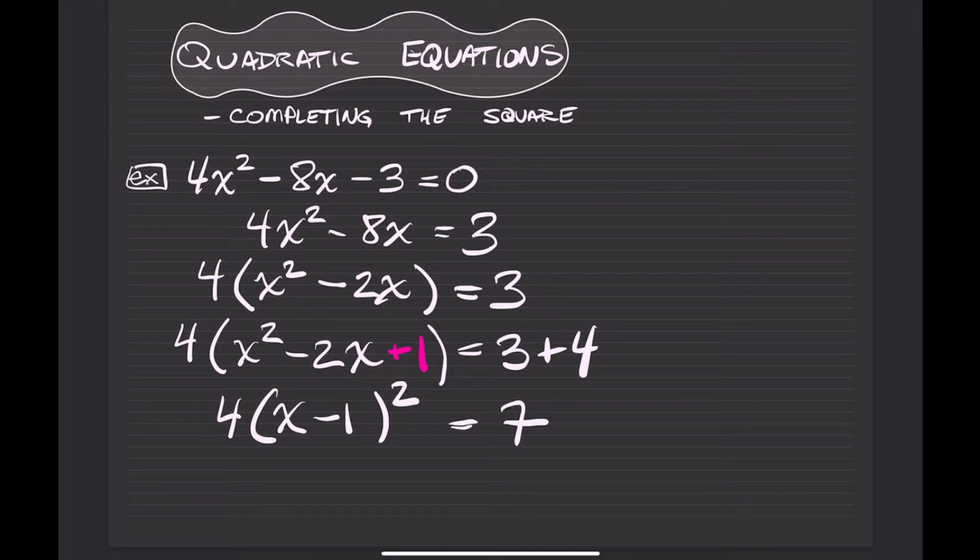is equal to 7. Now remember, when we look at this thing right here, the way that we can factor it is we need two numbers that multiply to give us 1, but add to give us negative 2. Or we could just think of it as we take half of b, and that's what this number right here is going to be. So this is x minus 1 squared is equal to 7 over 4.